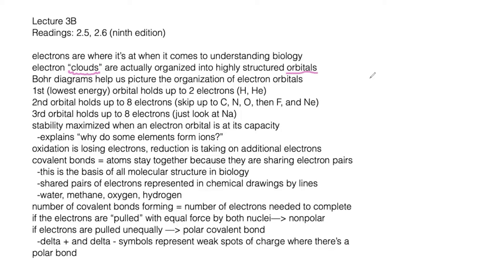For our purposes, I just want you to understand the idea that we've got different levels. There's orbital number one, the lowest energy level. Once we fill up orbital number one with 2 electrons, we move up into the second, third, fourth, potentially higher energy orbitals.